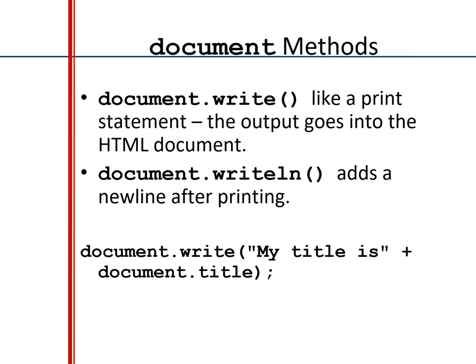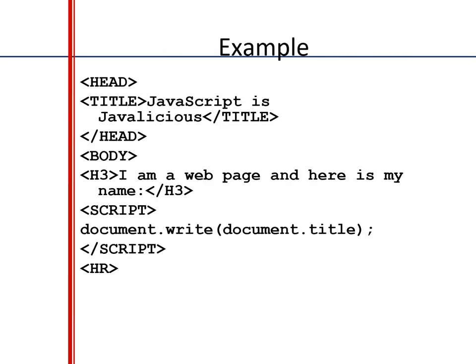Whenever you write document.writeln, it adds a new line after printing. So you write document.write "My title is" plus document.title, which you want to insert. For example, you are writing a JavaScript program in which you mention a title in the head, close the head, and then in the body you use headers and then scripting. In the scripting, you write document.title, so it will show you the title.